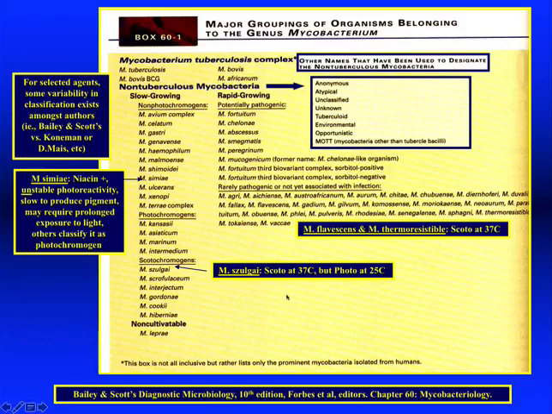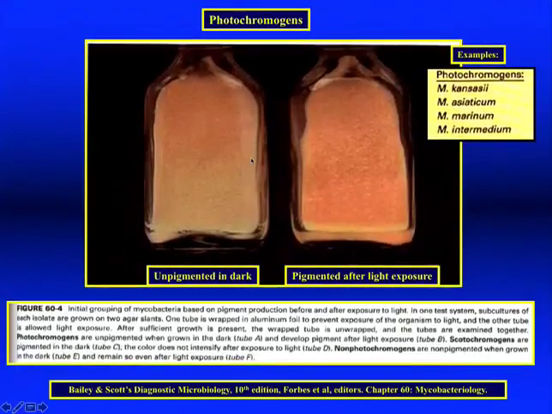In the interest of time, I'll just tell you that there are others like Szulgai, Flavescens, and Thermoresistibile that also offer differences according to which author is breaking them down. And then the rapid growers are the groups that include the Fortuitum group, Chelonae group, Abscessus group, and some of the others. So photochromogens, important ones for boards are things like Kansasii and Marinum. So they're unpigmented in the dark, and they're pigmented following light exposure.